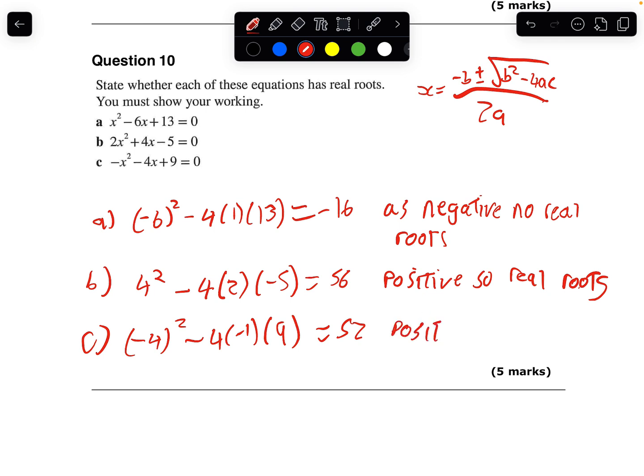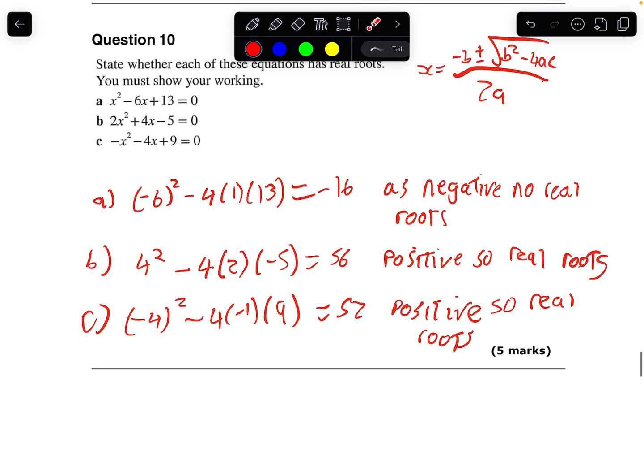This is what you want to be thinking as you do this. We don't care what the roots are. You could obviously show them, but this will do. Once again, we are just showing that this part here is the only thing that matters. And if it's positive, we have real roots. Negative, we don't have real roots.